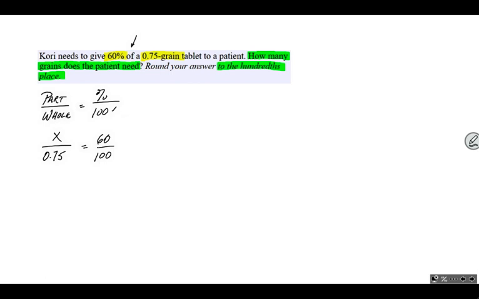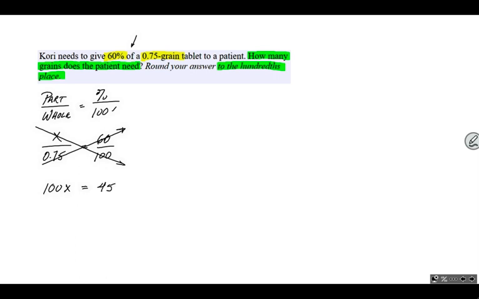Now with proportion problems, the method of solution is to multiply diagonally and understand that the diagonal products, the answers that we get when we multiply diagonally, are going to be equal to each other. And so if we multiply first in this diagonal direction, we multiply 100 times x, and we can just simply write that as 100x. And that answer, 100x, is going to be equal to the product, what we get when we multiply in the other diagonal direction. 0.75 times 60, that turns out to be 45.